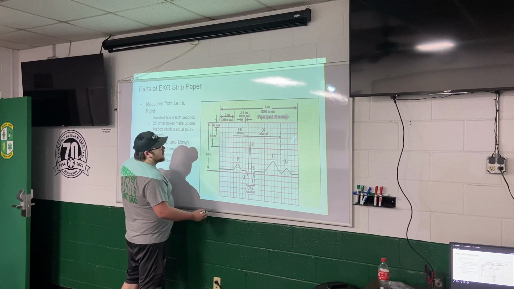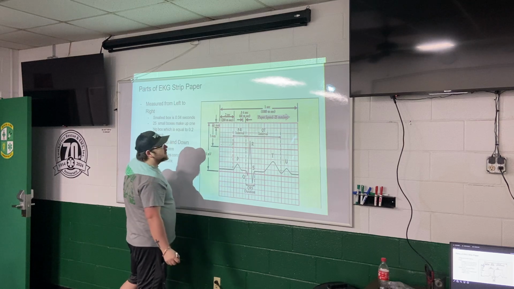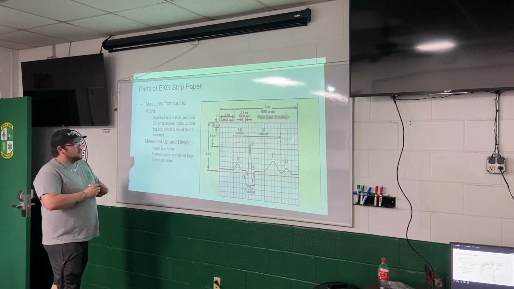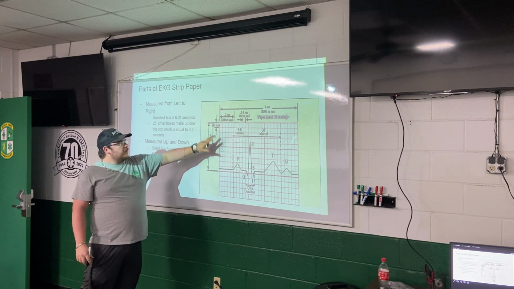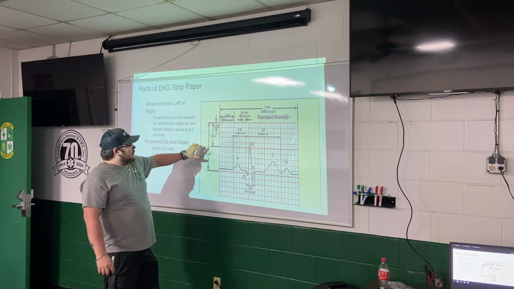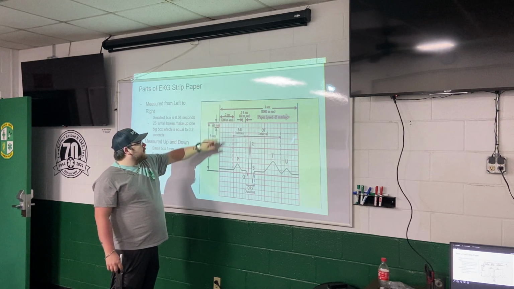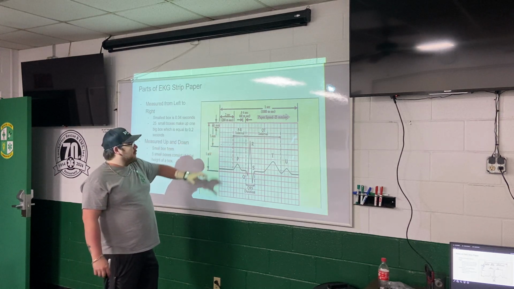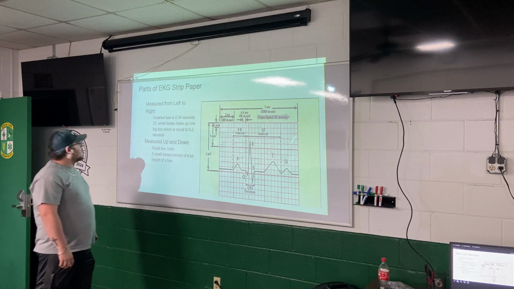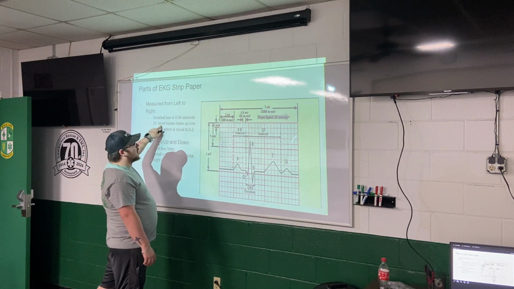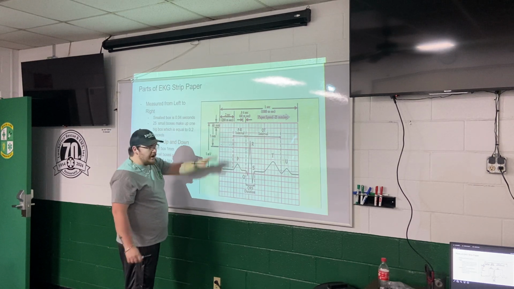So you have 1, 2, 3, 4, 5. And a whole big box of 5 is 0.2 seconds. When you're measuring in height, it's measured in millimeters. So you've got 1, 2, 3, 4, 5, which is a total of 5 millimeters per box. It takes 25 small boxes, which are these right here with the dots, to fill up one big box.